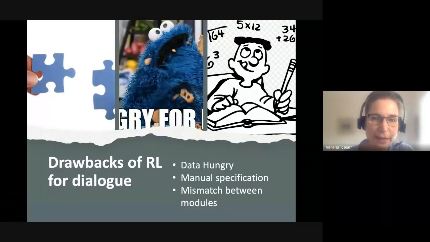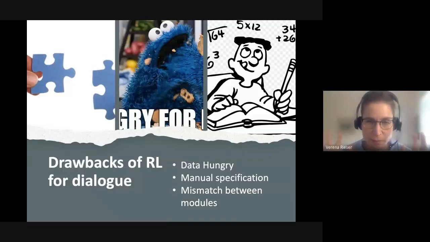And then finally, there's also a mismatch between modules. As I mentioned, there's this modular approach, which treats, for example, dialogue management and NLG as two separate modules. If you optimize those separately and you want to stick them back together, that doesn't work very well. So again, that's something we learned the hard way.